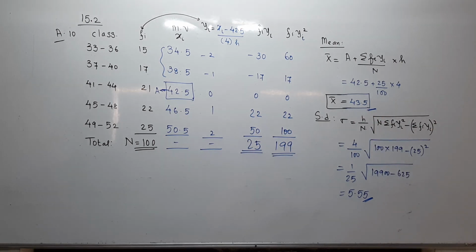So this completes, students, our sum number 10 as well as exercise 15.2. You are advised to do the sums twice. Once you do the sums with proper understanding, and once you do the sums without looking. From the next lecture, we are going to start the topic of coefficient of variation.